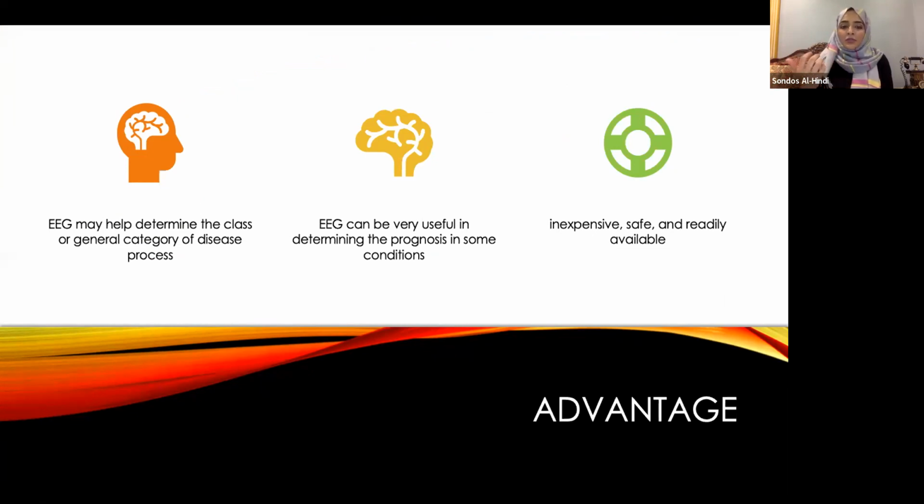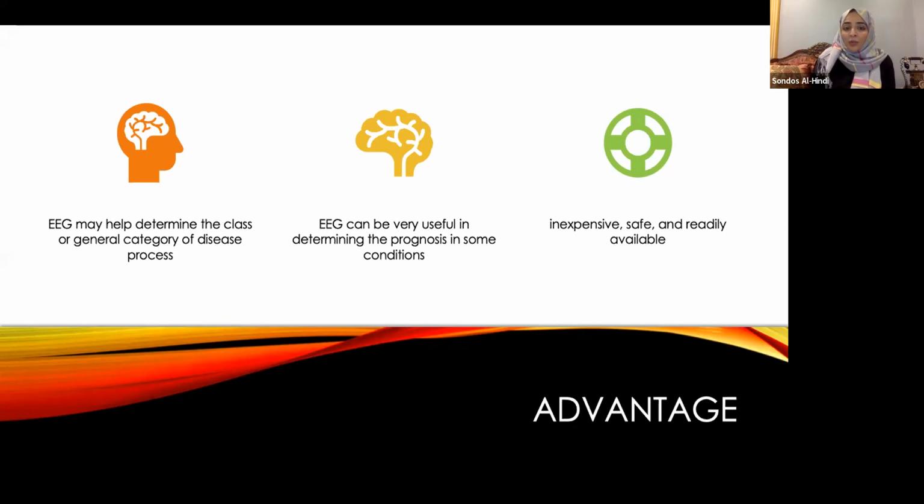It can be very useful in determining the prognosis in some conditions. So let's say you're not seeing clear-cut brain death criteria, but this is a case of a patient post cardiac arrest, and you're seeing clear-cut status myoclonus. You know that that's a very poor prognosis of recovery.